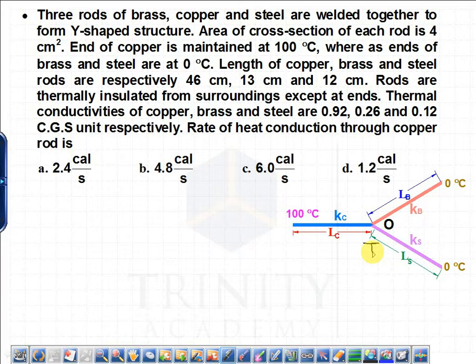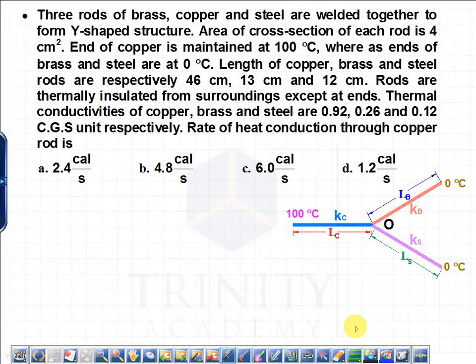Before we start solving the problem, we should always try to see the ease of solving the problem through certain numerical values. If we consider 46 and 0.92, they are divisible in terms of value 2. 13 and 0.26, they are also divisible in terms of value 2. 12 and 0.12, they are also divisible in terms of value 1. Of course, decimals are to be taken care of.